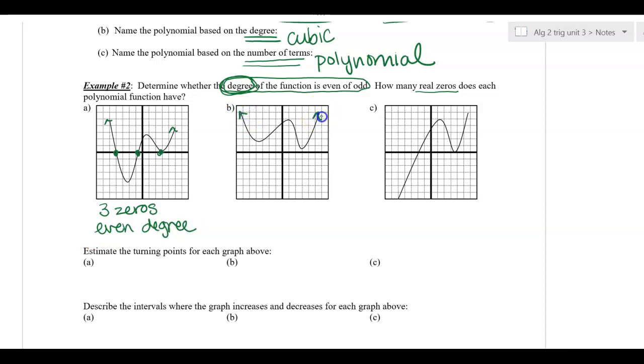For part B, I see the ends going in the same direction again, so it's even degree. But notice it never comes down low enough to hit the x-axis, so there are no zeros. And then for part C, the end behaviors go in different directions, so this would have to be an odd degree function. And I see it hitting the x-axis twice.